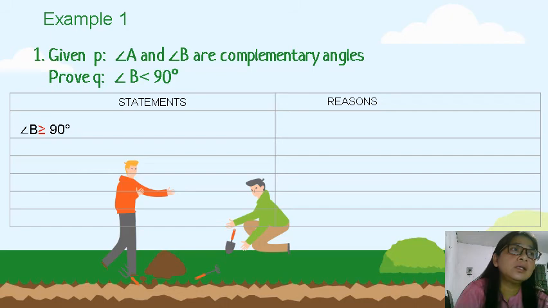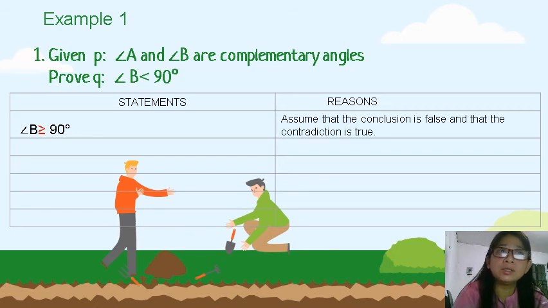So angle B is greater than or equal to 90. So as you can see, kanina less than, ngayon greater than or equal to 90. So ito ay assume that the conclusion is false and that the contradiction is true. So i-assume po natin na yung conclusion natin is false, and then we will be having the contradiction, yung greater than angle B is greater than or equal to 90.